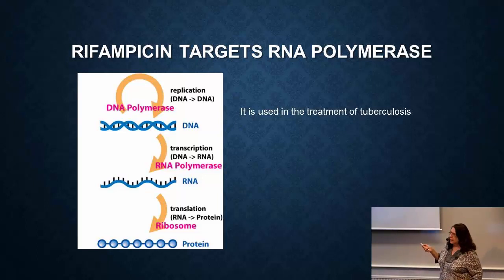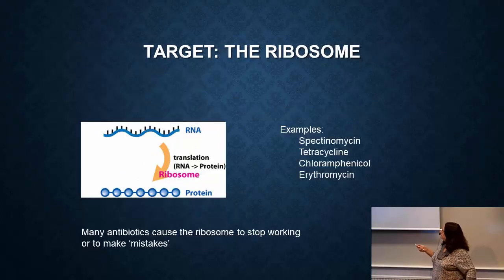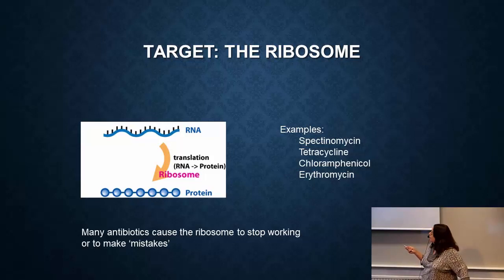Okay, if we move down further, we're going to go to the ribosome. So once you have RNA, you need to translate it to turn it into protein. And there are many, many antibiotics that target this process, the ribosome. Some examples are spectinomycin, tetracycline, chloramphenicol, erythromycin.